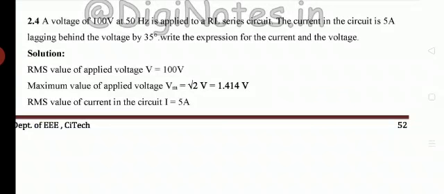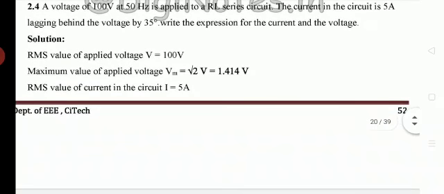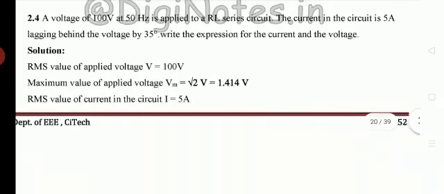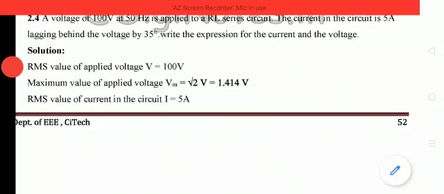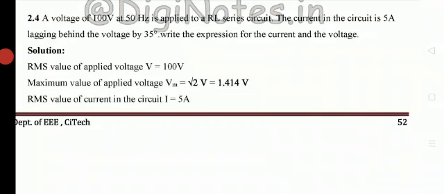In this video, again the remaining problems on the AC circuits we will try to solve. So take the problem, that is problem number 2.4. A voltage of 100 volt at 50 hertz is applied to a RL series circuit. The current in the circuit is 5 ampere, lagging behind the voltage by 35 degree. Write the expression for the current and the voltage. Again, a very simple problem.